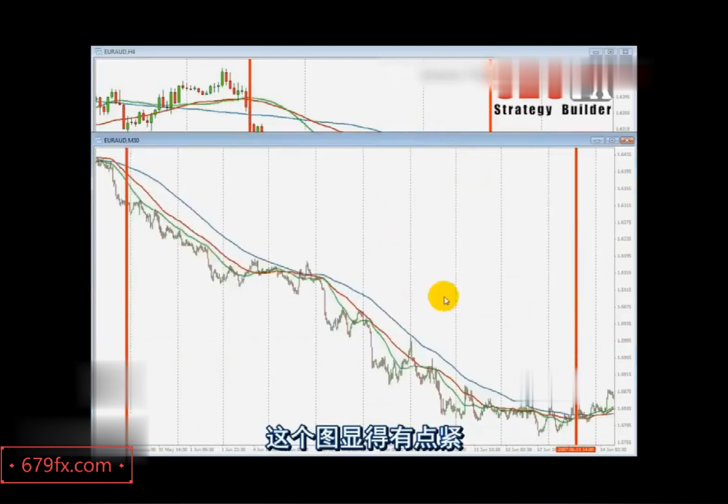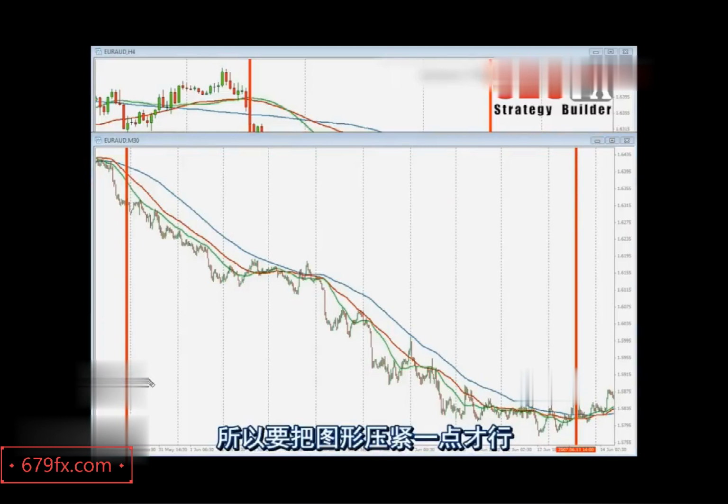As you can see, this is a pretty zoomed out chart because it's a much shorter time frame, and therefore I need to squeeze in my chart in order to fit it on the screen. Now, in the 30 minutes time frame, we see a number of crossovers there. The moving averages are crossing over.